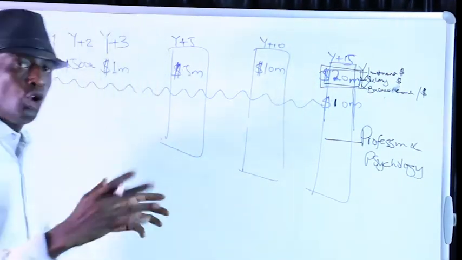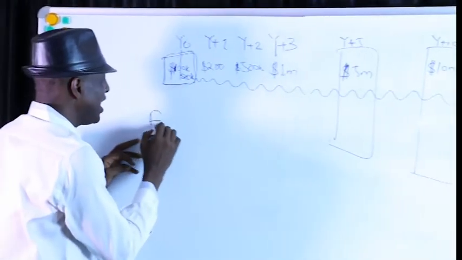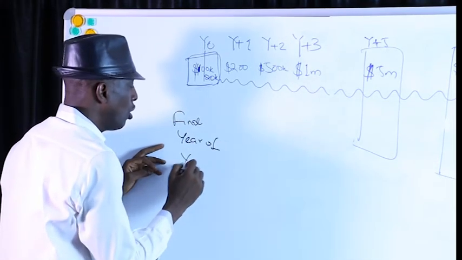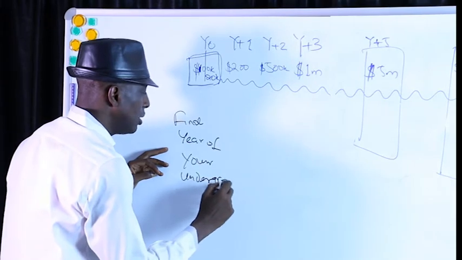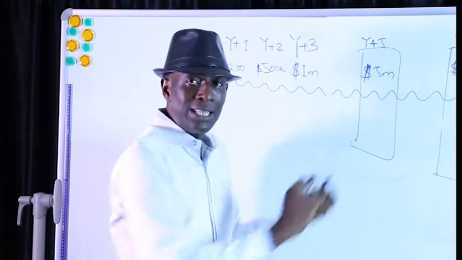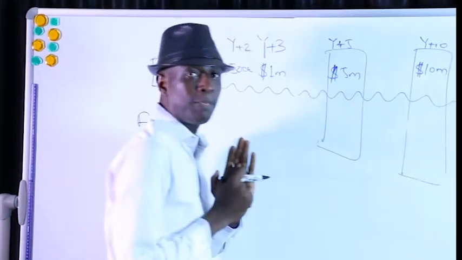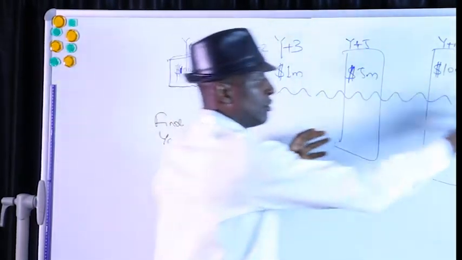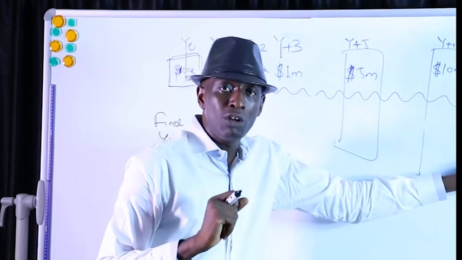Now, where are you when you are planning this? Assume that you are in your final year of your undergrad. All right? This is final year. You are now trying to do a plan that takes you forward. Okay, now you are doing a 15-year plan. You are about to finish your degree. You are saying that you would like, at year 15, to be a professor of psychology.